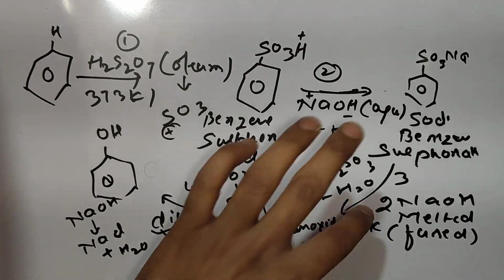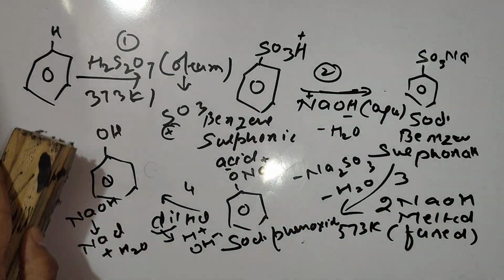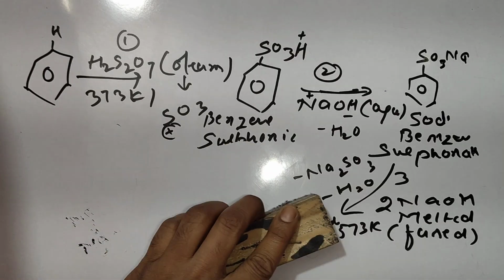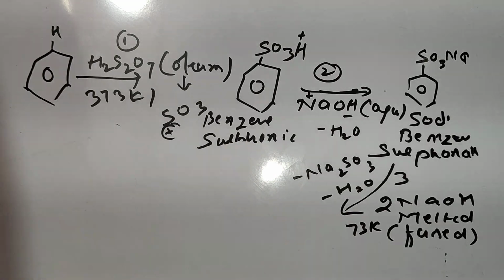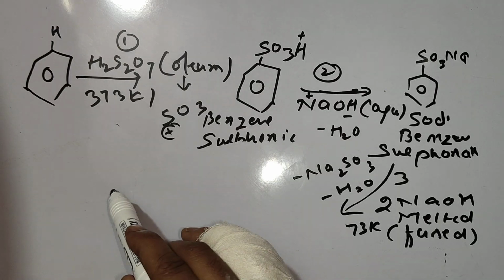So let's understand this third step. Let me give you a trick to learn it. Complete cramming is very, very difficult in organic chemistry, so a little bit of information can help you.